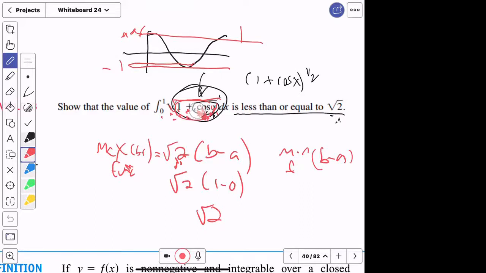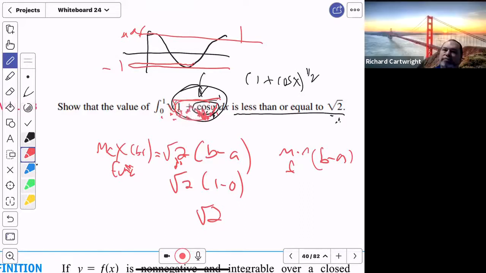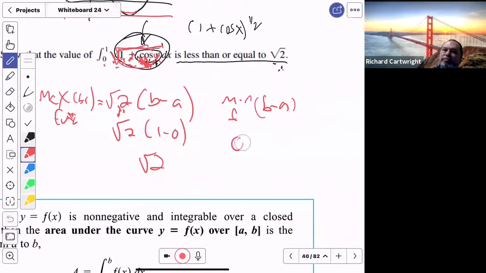I think you were right, Claudia. 1 plus a -1 is 0. Square root of 0 is 0. So the minimum of f is 0 times (b minus a, which was 1 minus 0), which is 0.